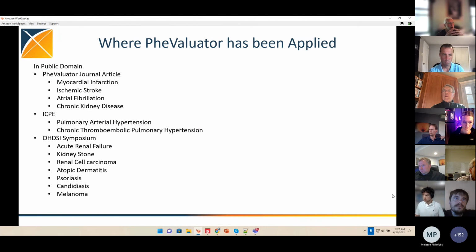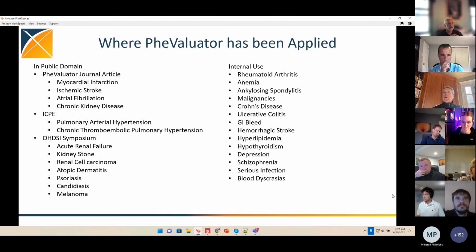Here are some examples where PheValuator has been applied in the public domain. In our PheValuator article, we looked at myocardial infarction, ischemic stroke, and a couple of chronic diseases, atrial fibrillation and chronic kidney disease. At ICBI, we reported on pulmonary arterial hypertension and chronic thromboembolic pulmonary hypertension. At the OHDSI Symposium, we've looked at acute renal failure, kidney stones, renal cell carcinoma, and several others. Plus, we've done a ton of work internally within Janssen on a bunch of other health outcomes.